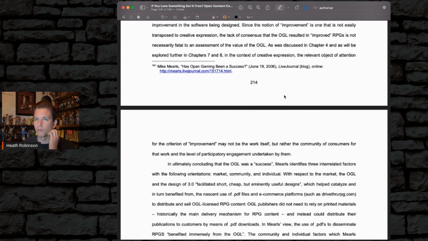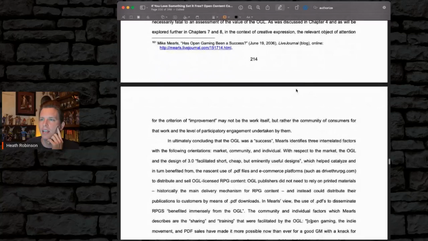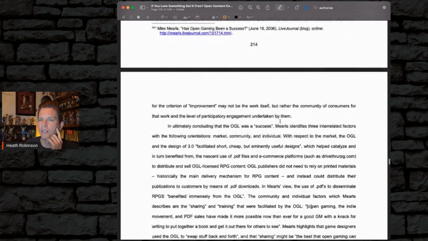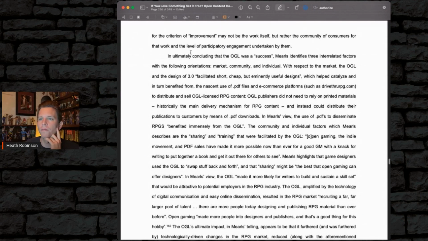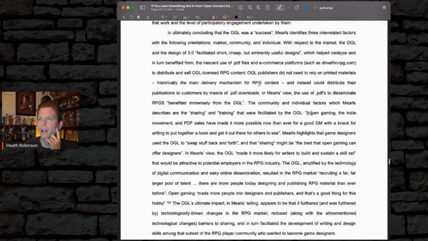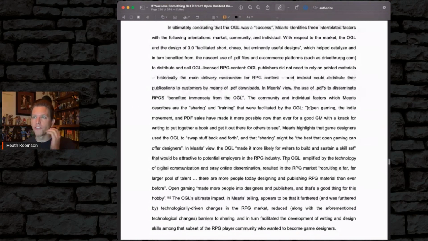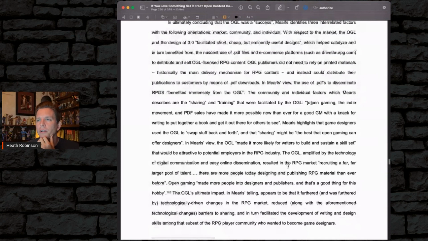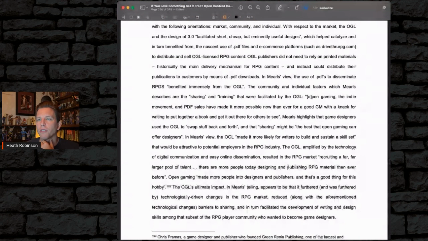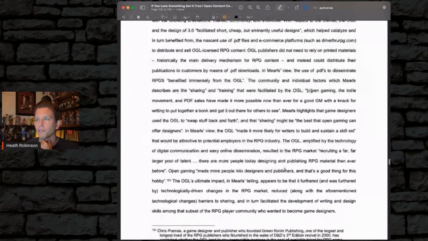As was discussed in Chapter 4 and will be further explored in Chapters 7 and 8, in the context of creative expression, the relevant object of attention for the criterion of improvement may not be the work itself, but rather the community of consumers of that work and the level of participatory engagement undertaken by them. In ultimately concluding the OGL was a success, Merrills identifies three interrelated factors with the following orientations: market, community, and individual. With respect to the market, the OGL and the design of 3.0 facilitated short, cheap, but eminently useful designs, which helped catalyze, and in turn benefited from, the nascent use of PDF files and e-commerce platforms such as DriveThruRPG to distribute and sell OGL-licensed RPG content.